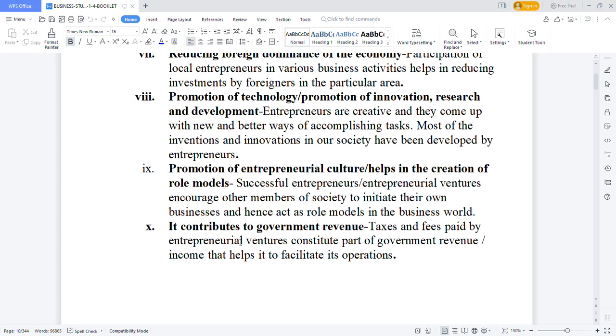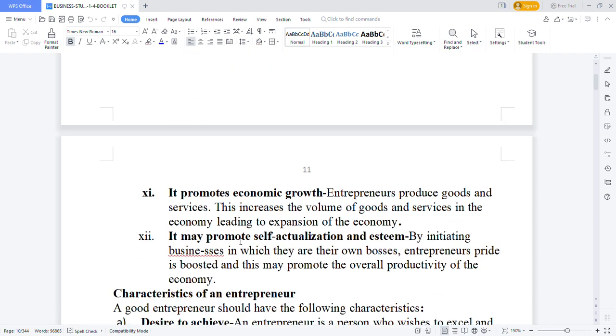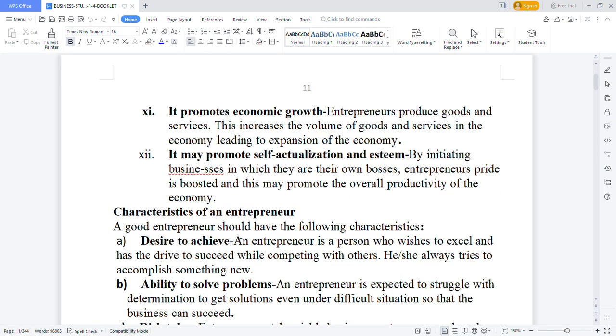Entrepreneurship also contributes to government revenue. Taxes and fees paid by the entrepreneurial ventures constitute part of the government revenue that helps to facilitate its operation. So through entrepreneurship, government gets revenue. It promotes economic growth. Entrepreneurs produce goods and services. This increases the volume of goods and services in the economy, leading to expansion of the economy. Those are some of the importance of entrepreneurship to the economy.